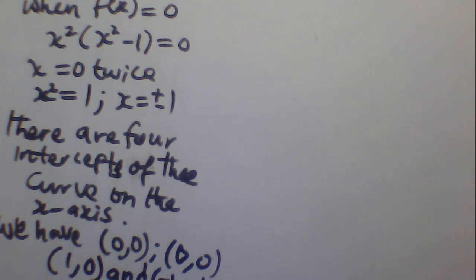Therefore, this type of curve is likely to be what? Quartic function. It's likely to be quartic. So we predict it's likely to be quartic because it has 4 points. So we proceed.